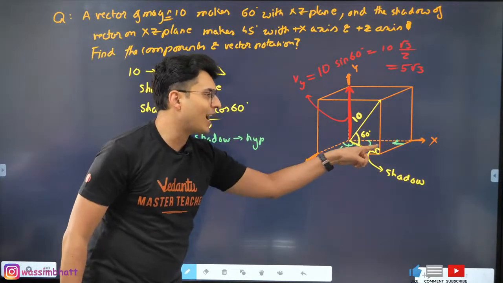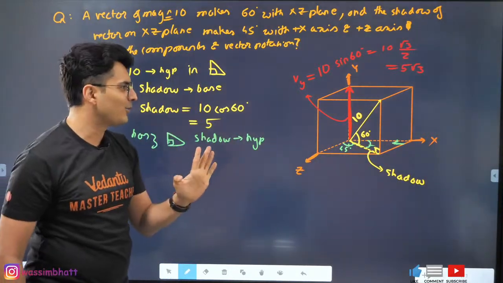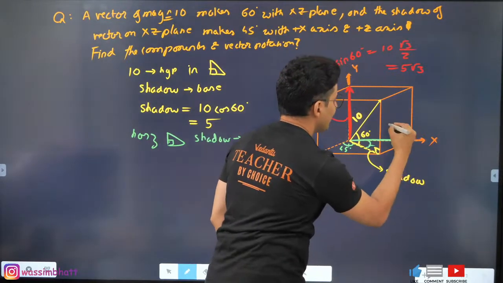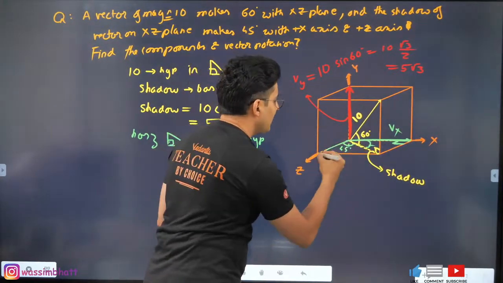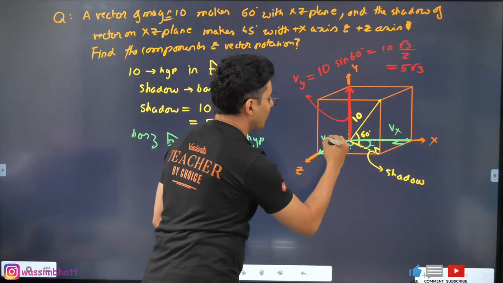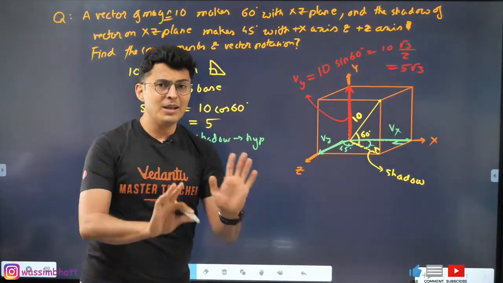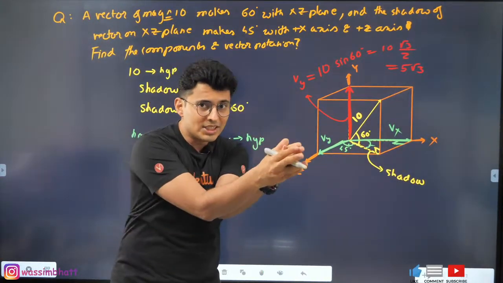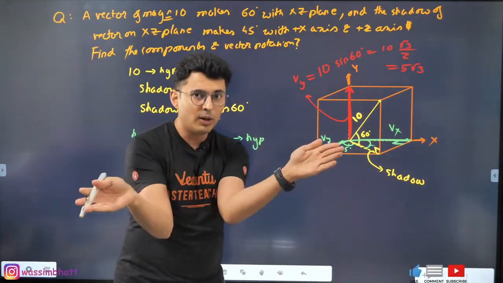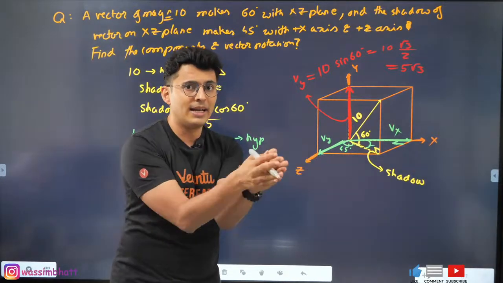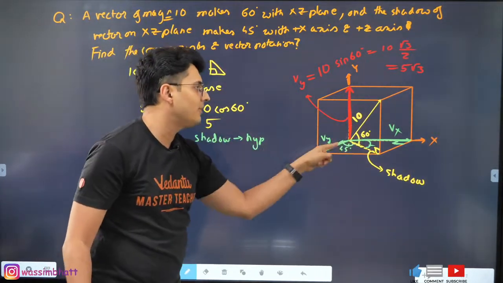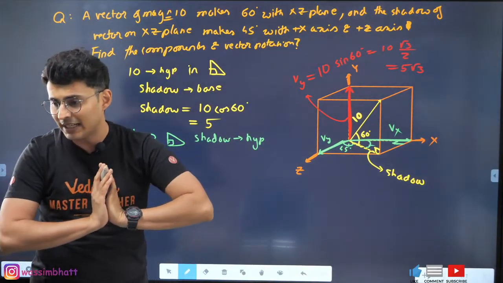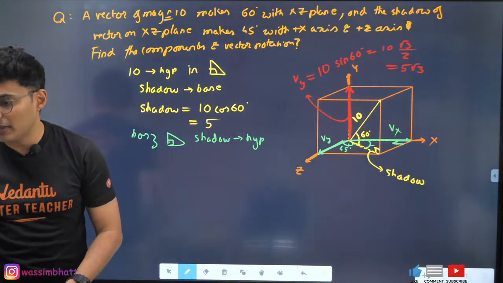The shadow is the hypotenuse. Observe that carefully. And then I can say this is the x component and this is the y component. This is x and this is y. But coincidentally, the good thing is the x and the y will be same because the shadow makes 45 with x and with y. So hence both x and y component will be same. Everybody agrees with this?